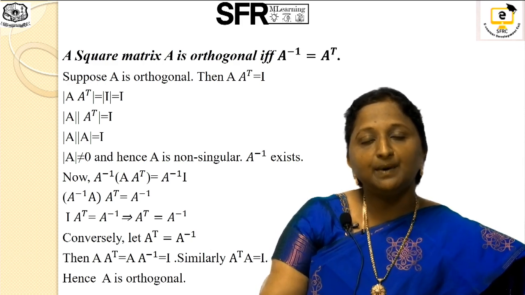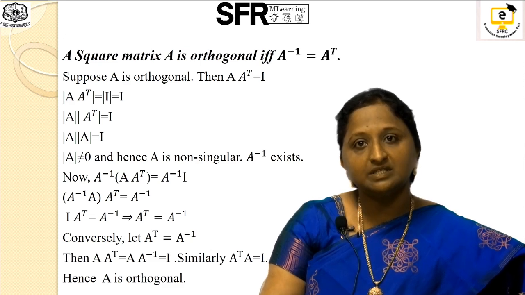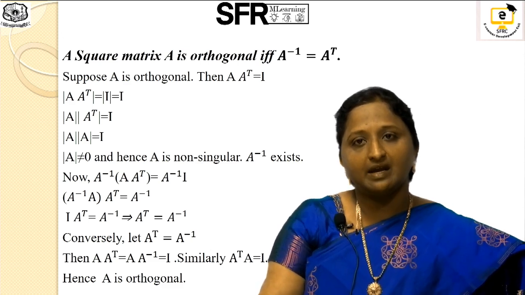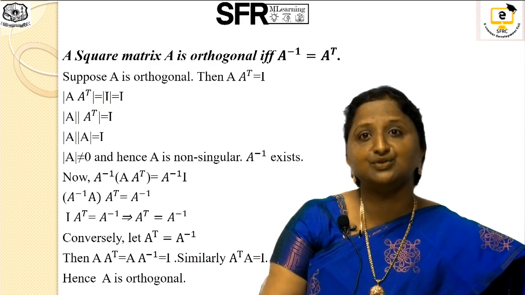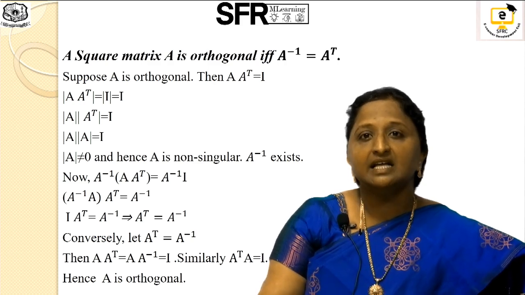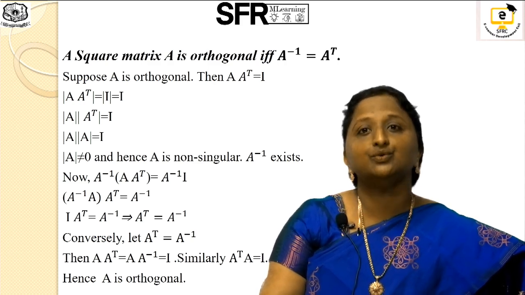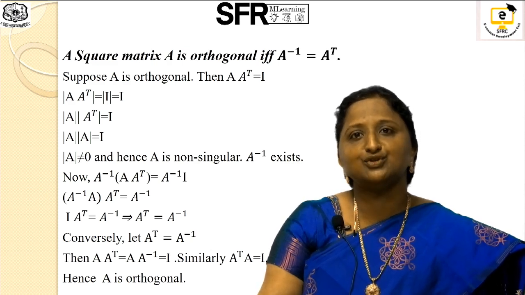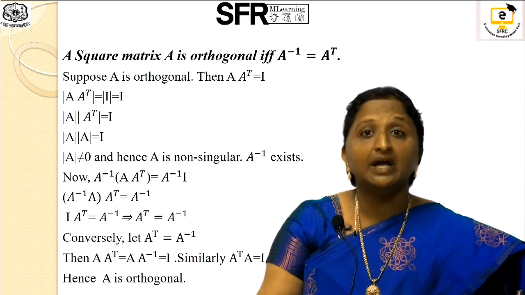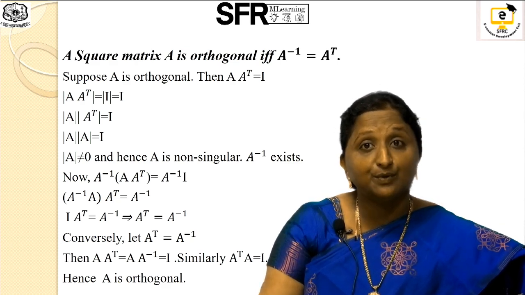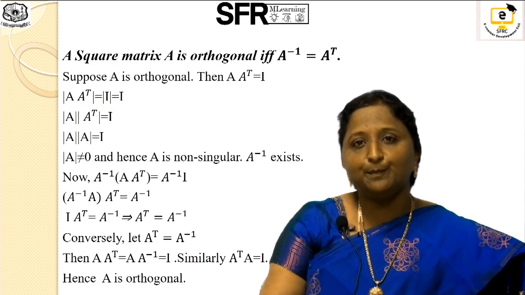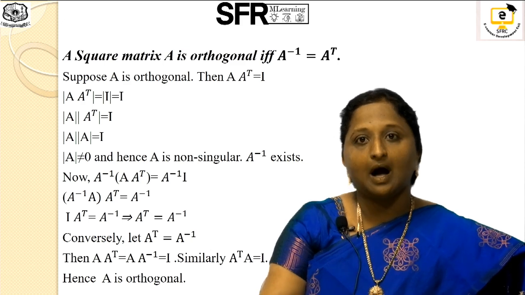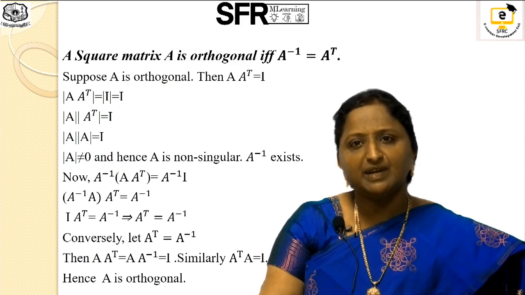So we multiply both sides with A inverse, that is A inverse into A transpose A is equal to A inverse into the identity matrix. A inverse A is equal to the identity, so I into A transpose is equal to A inverse, which implies A transpose is equal to A inverse. We proved the if part easily with the definition of orthogonal. Now the converse part we need to prove.